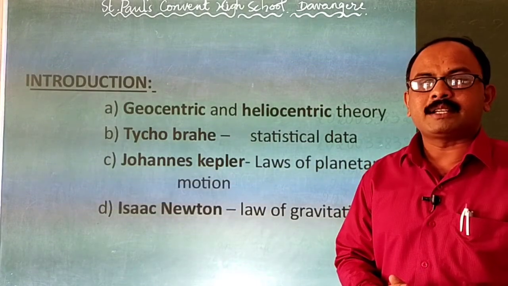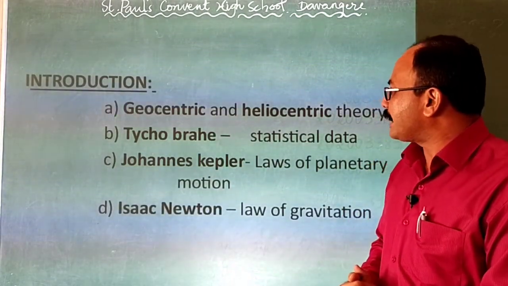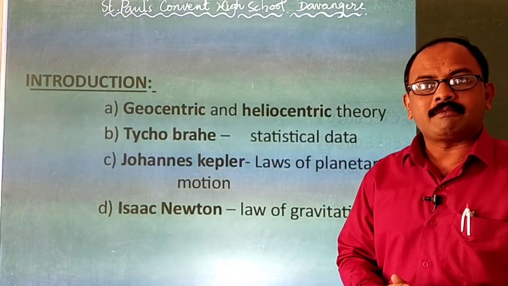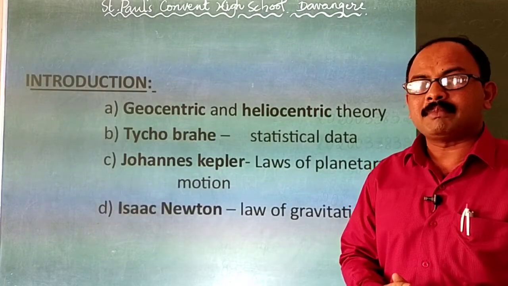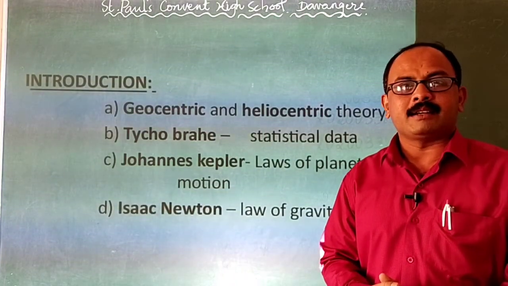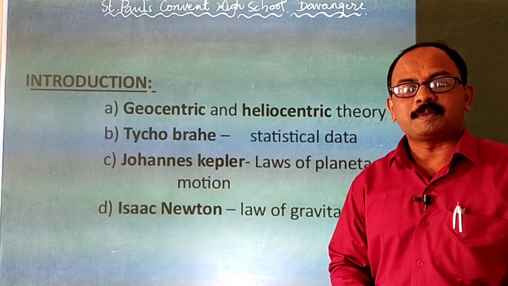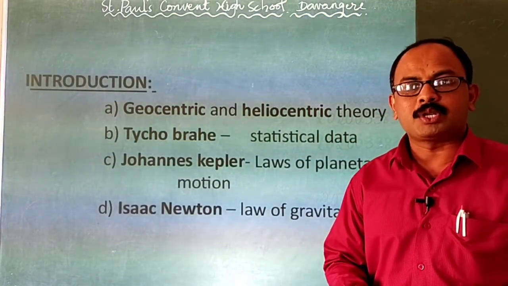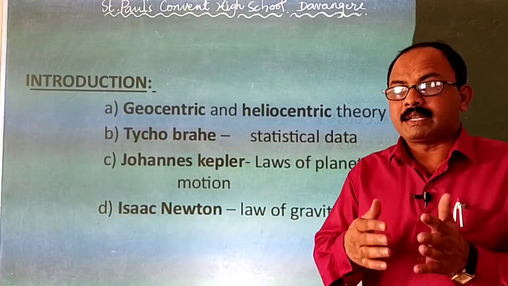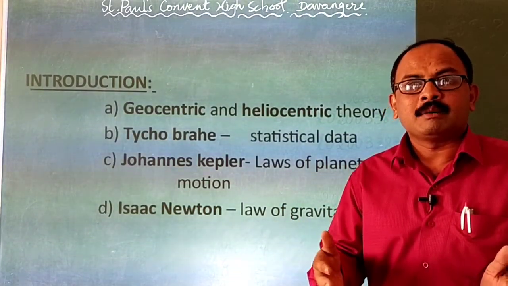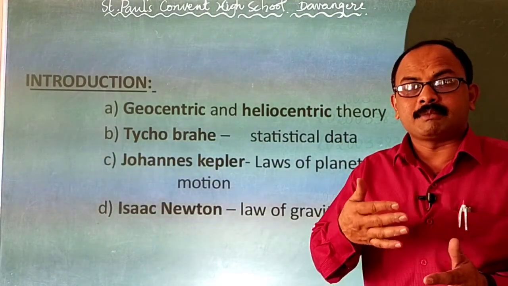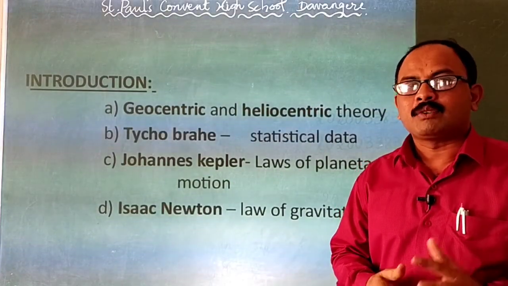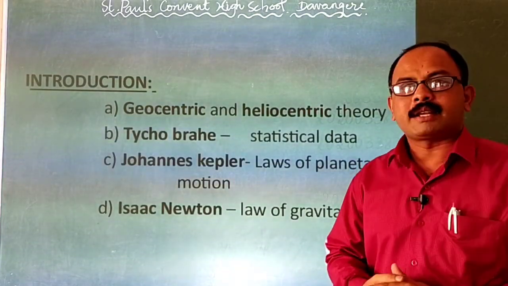Followed by that, a Danish scientist and astronomer comes, named Tycho Brahe. He was the first scientist who is said to have collected the maximum quantity of statistical data regarding celestial objects. What is the period of rotation? What is the period of revolution? What is the distance between two given planets? What is the distance from the Earth to the Sun? All this statistical data was devised by Tycho Brahe.